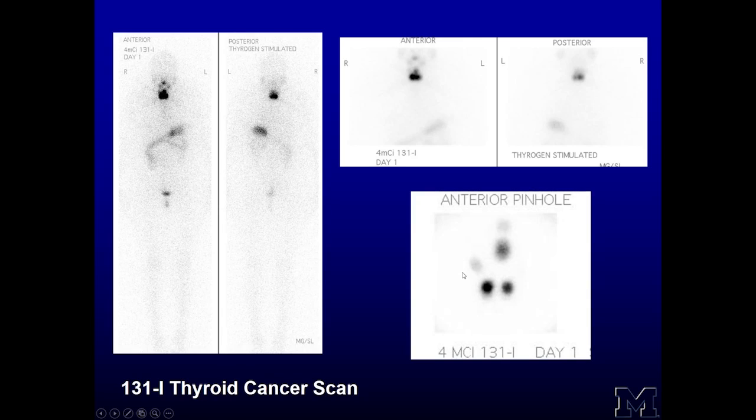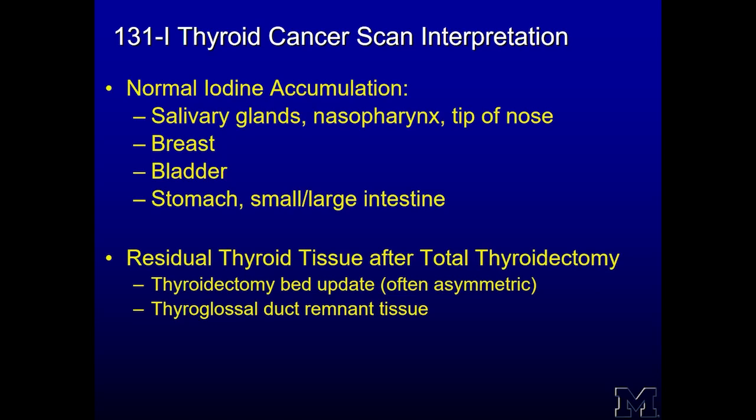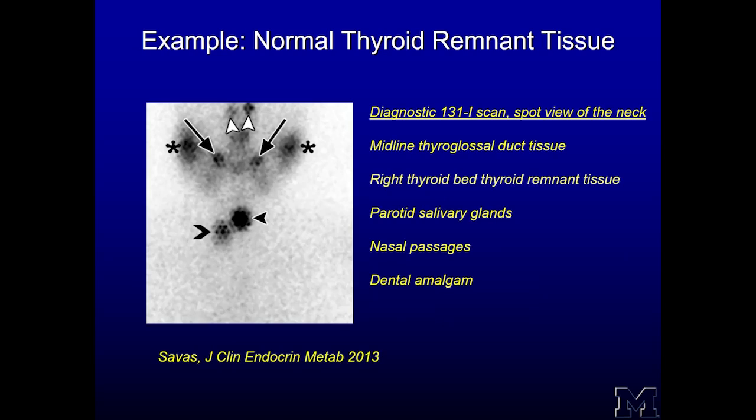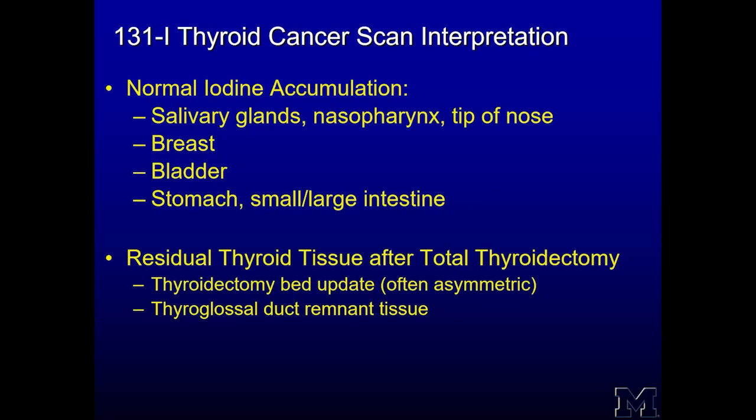So the interpretation of the scan is based on recognition of normal iodine accumulation in the salivary glands, nasopharynx, tip of the nose, breast, bladder, stomach, and small and large intestine. There is residual thyroid tissue remaining after total thyroidectomy, seen as thyroid bed uptake, often asymmetric, and also thyroglossal duct remnant uptake in the midline central upper neck.